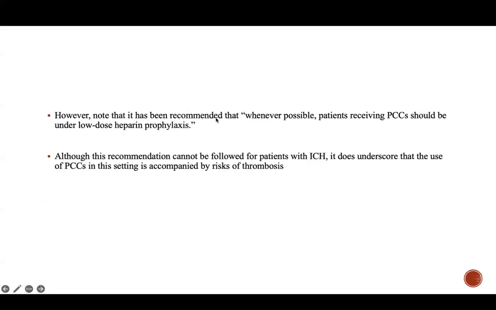So irrespective of the risk of thrombosis, you have to give the 4-factor prothrombin complex concentrate. However, note that a few studies recommend that whenever possible, patients who are receiving this prothrombin complex concentrate should be under low dose heparin prophylaxis. But in the case of active intracranial hemorrhage, it may not be possible to give heparin. So here, the benefit of prothrombin complex concentrates is much more when compared to the risk of thrombosis. So it has to be administered in this case.